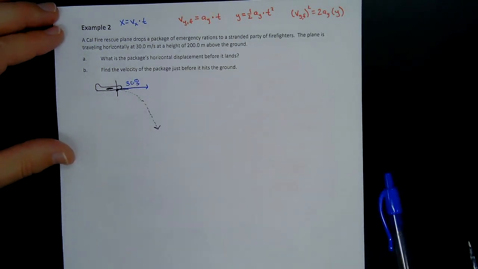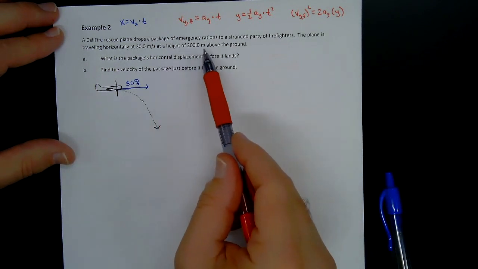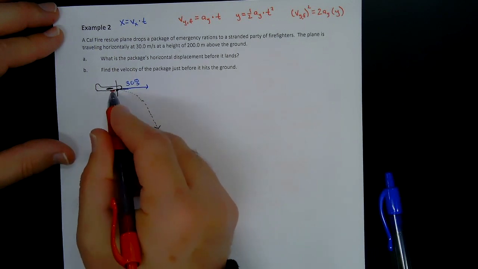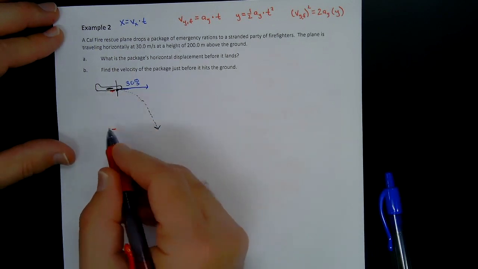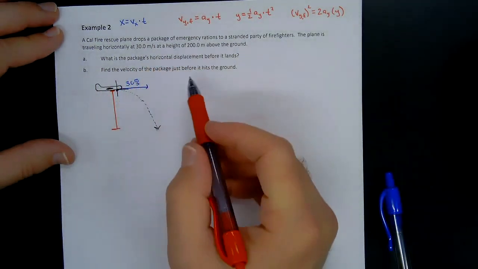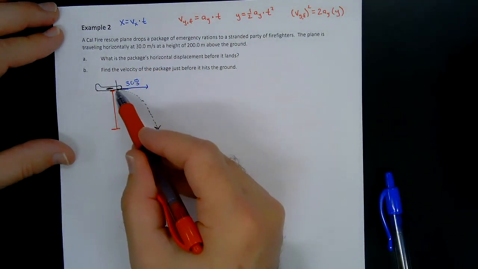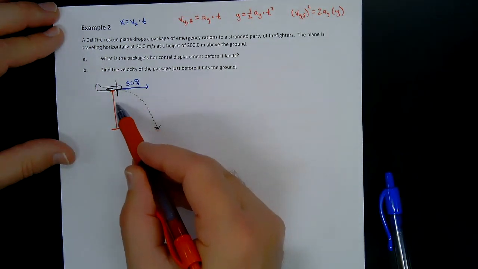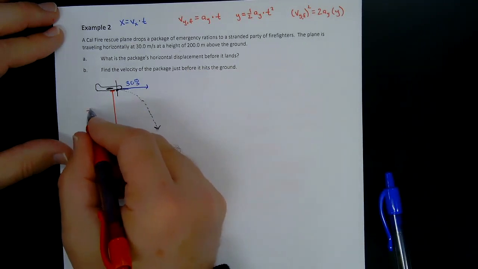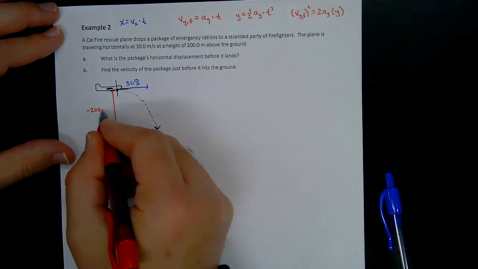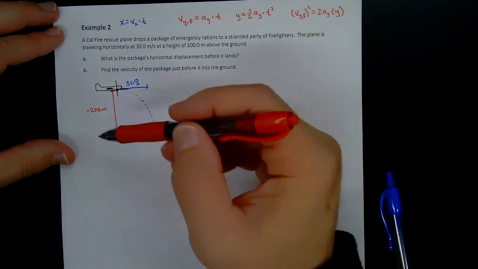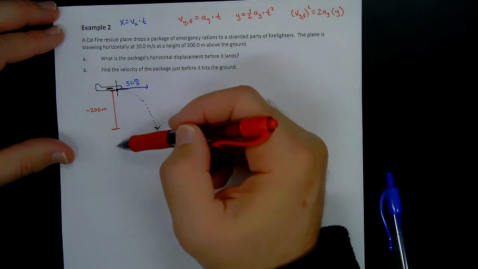I also know that the height is 200 meters above the ground. So this vertical distance right here is 200 meters. But because we're calling this where we're starting the tape measure and we're going downwards, this isn't 200, it's actually negative 200 meters. So all we have is this horizontal velocity and we have the vertical displacement, and that's all we have.